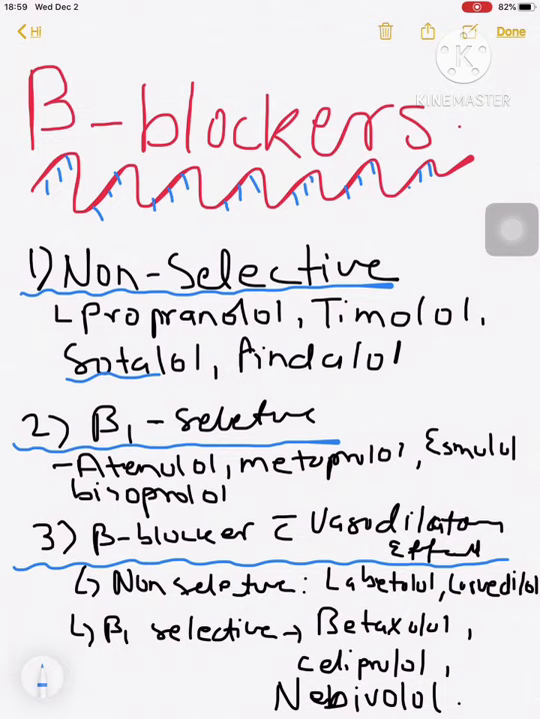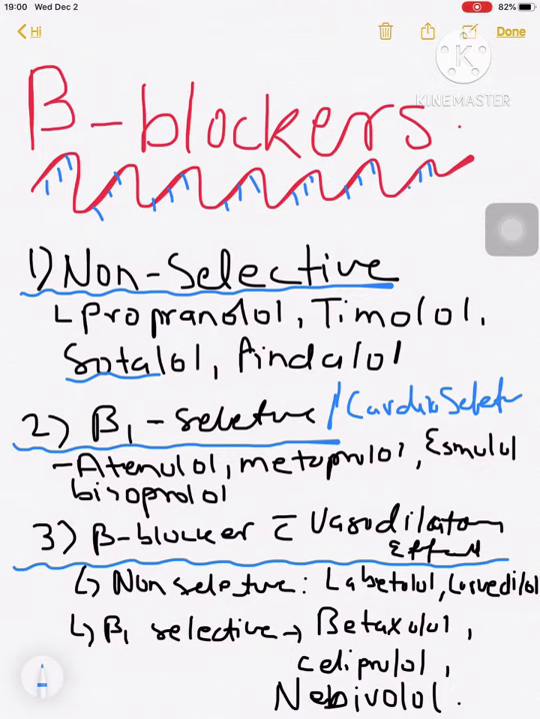The next are beta 1 selective blockers. Remember, the beta 1 receptors are mainly in the heart and juxtaglomerular apparatus, so these are cardioselective beta blockers: atenolol, metoprolol, esmolol, bisoprolol, and another one is acebutolol. These are safer in asthmatics, in patients with COPD, and in patients with peripheral arterial disease, since these are cardioselective.